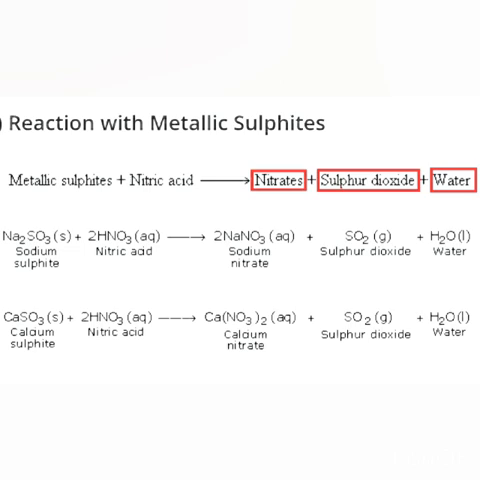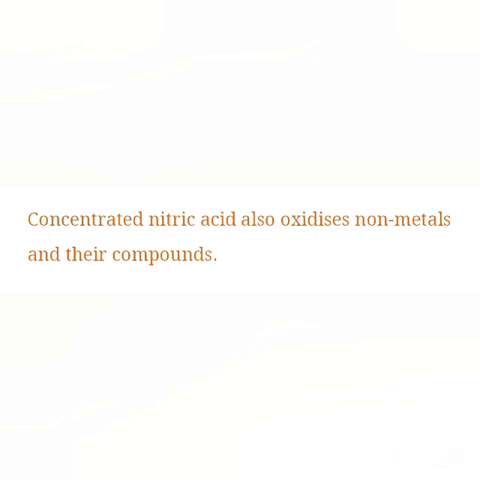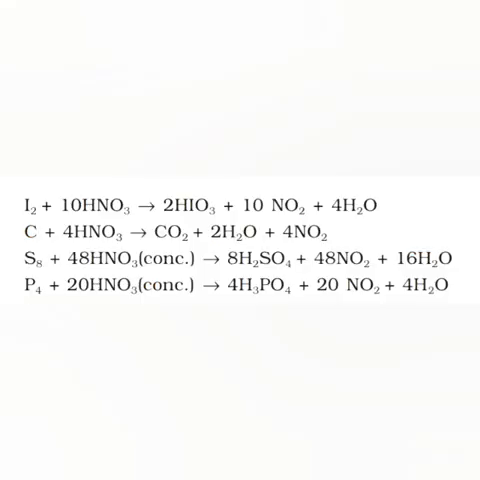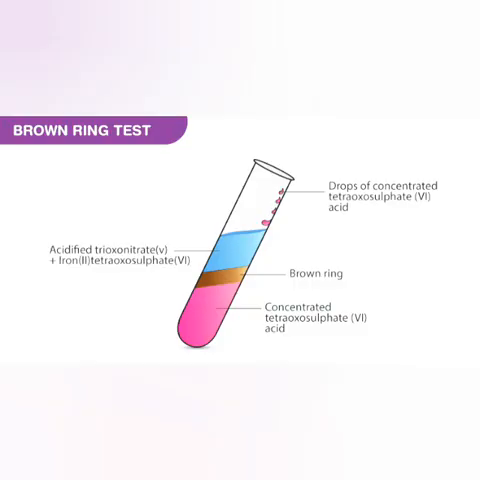Then another important property is it also oxidizes non-metals and their compounds. For example, iodine is oxidized to iodic acid, carbon to carbon dioxide, sulfur to sulfuric acid, and phosphorus to phosphoric acid. Then students, one very important property of nitric acid is the brown ring test.